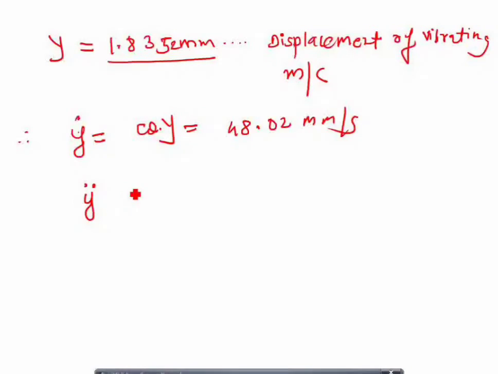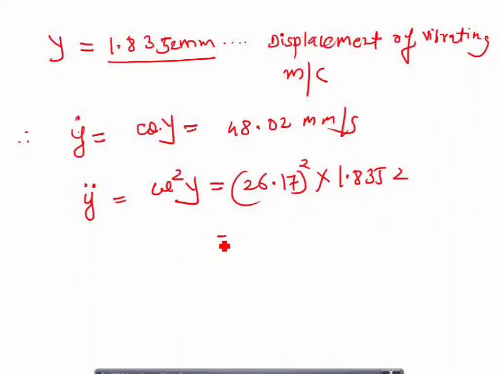And similarly, acceleration of a vibrating machine is given by y double dot is equal to omega square into y. So that is equal to 26.17 bracket square multiplied by y, which is 1.8352. So I am getting, after calculation, 1256.87 mm per second square. So this is my first answer: displacement y, y dot and y double dot, velocity and acceleration. So this is how you can compute the velocity and acceleration of a vibrating machine from the displacement of a vibrating machine from the basic equation.